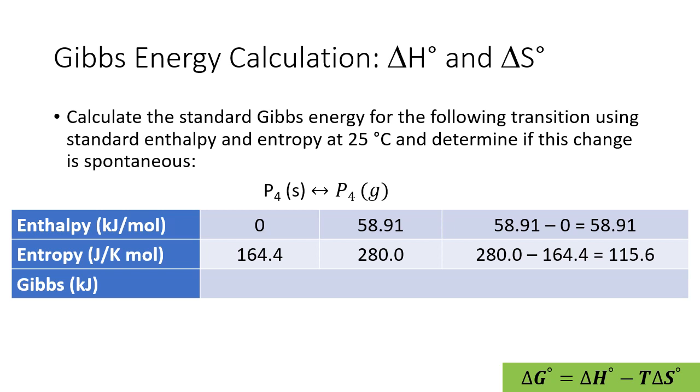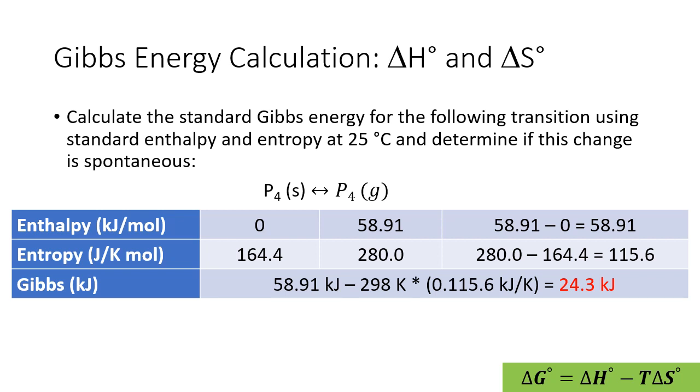273 plus 25 is 298. So that's our temperature in Kelvin. We're going to plug all those things into the delta G equation. All right, so when I plugged in these values, I made entropy and enthalpy into the same unit.